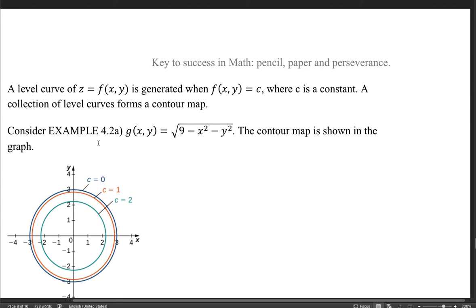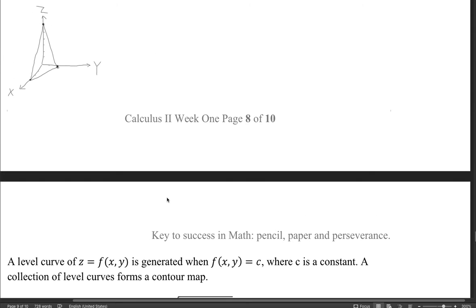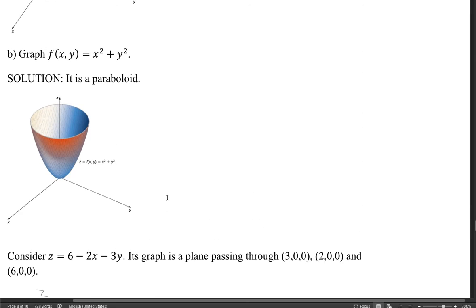Okay, so this is the contour map of example 4.2 part A. And surprisingly, in terms of contour map, the function in part B is also a collection of circles. But this time the circles are formed a little differently. You can consider you are stacking circles around the z-axis going upward. As you move up, the circles get bigger and bigger.